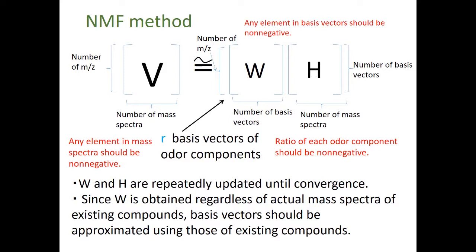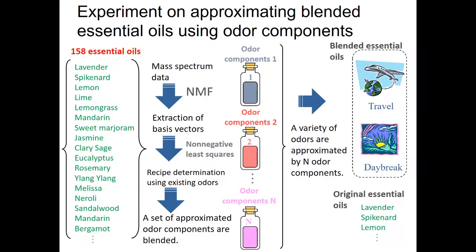And so this one is the data matrix here. This one can be decomposed into a basis matrix and a coefficient matrix. And from the basis matrix, we can extract the basis vectors. And so this is the sequence. First we use the NMF for basis vector extraction. And so the recipe of those basis vectors is determined and a set of odor components prepared from one to large N. And so we can make a variety of smells here.